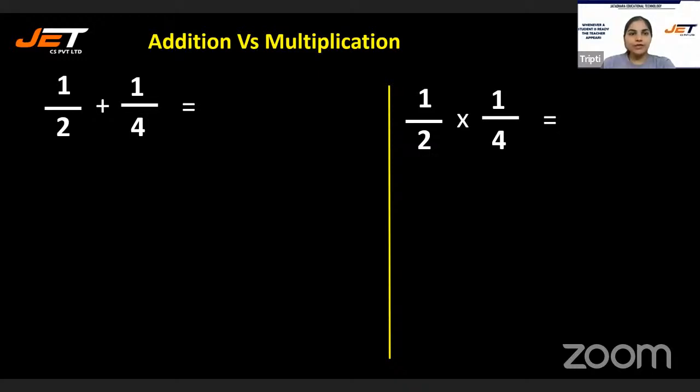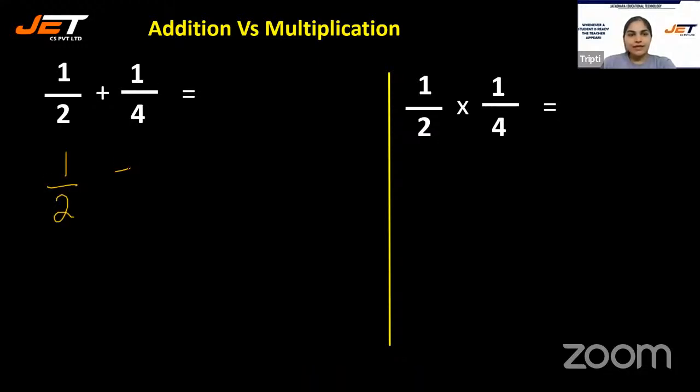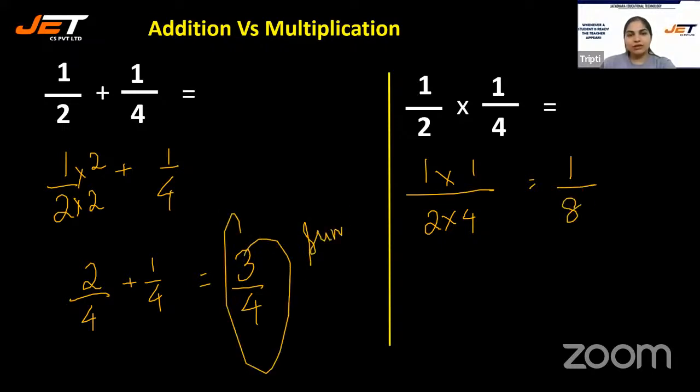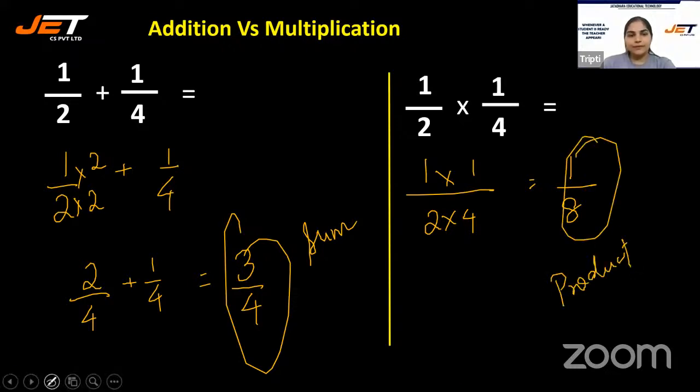Okay, let's see how we do it. 1 by 2 plus 1 by 4. I'm just going to change this denominator because if I multiply it by 2, I can get 4. So why change both the fractions? 2 by 4 plus 1 by 4, which is equal to 3 by 4. You can do it this way, or you can multiply both the fractions to get the same denominator. 1 times 1 and 2 times 4. So 1 times 1 is 1, 2 times 4 is 8. So here the sum is 3 by 4 and the product is 1 by 8. Right?